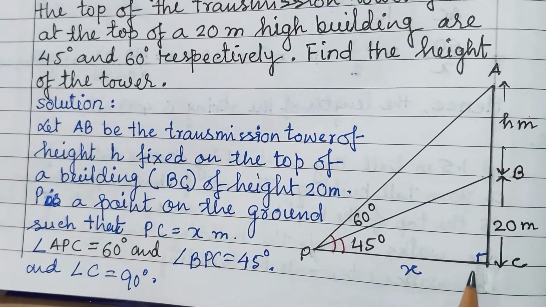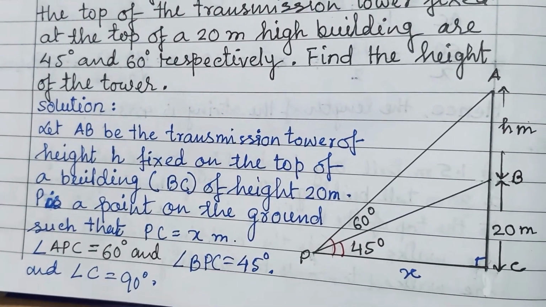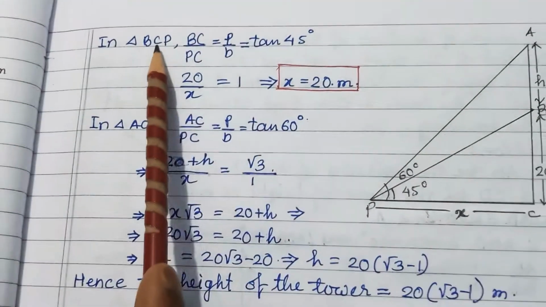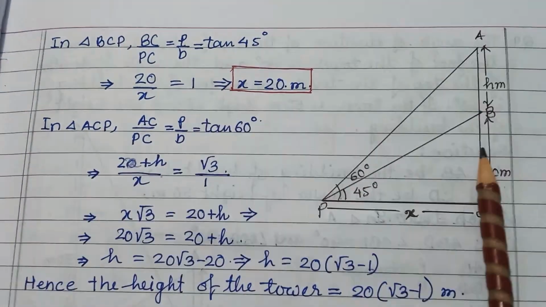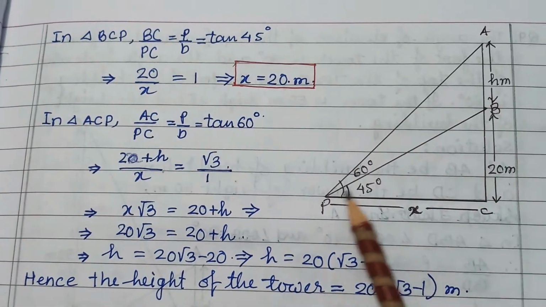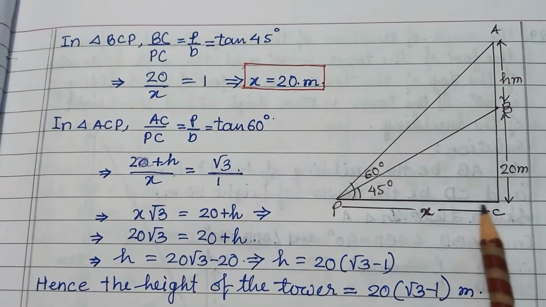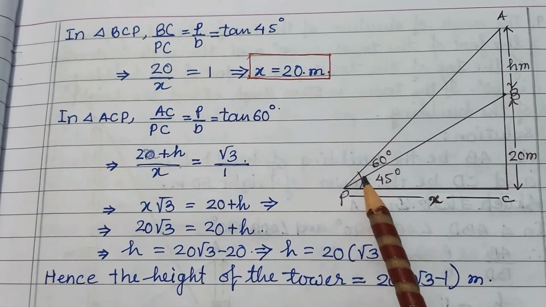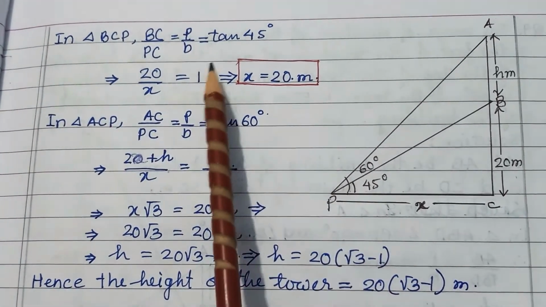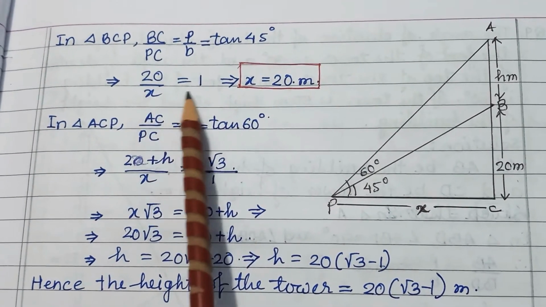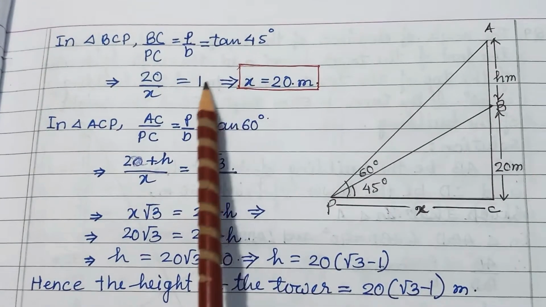Angle C is 90 degrees. Now see the figure, see the calculation here. In triangle PCB, perpendicular upon base is equal to tan 45 degrees. 20 upon x is equal to tan 45 degrees, which is 1.